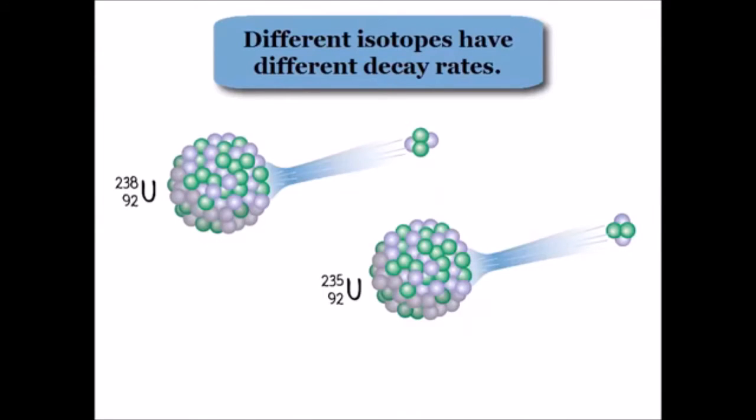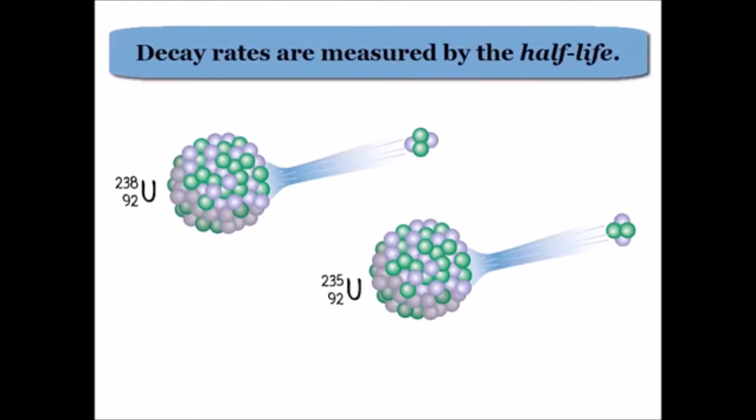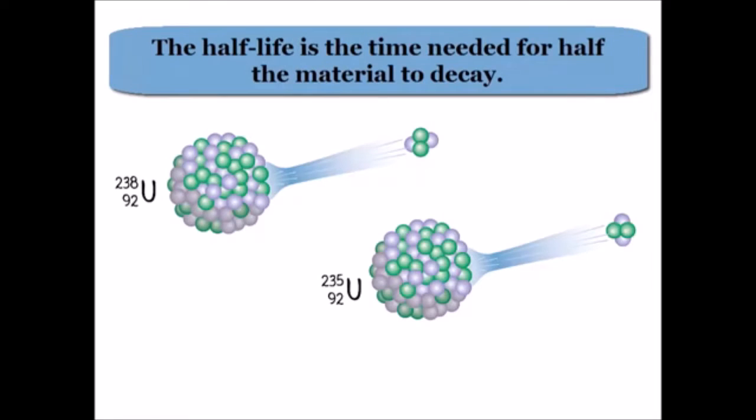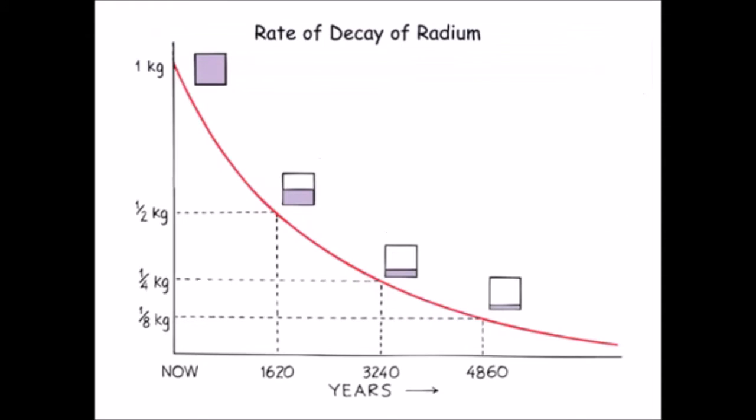Since some radioactive nuclei are more stable than others, they decay at different rates. A stable isotope will decay slowly, while an unstable isotope will decay in a shorter period of time. Radioactive decay is measured in terms of a characteristic time, the half-life. The half-life of a radioactive material is the time needed for half of the radioactive atoms to decay.